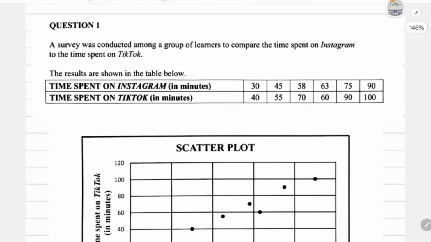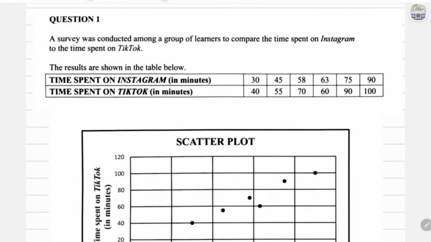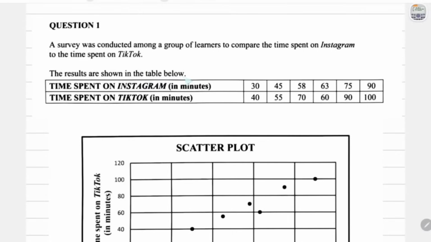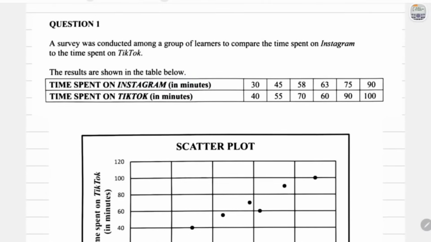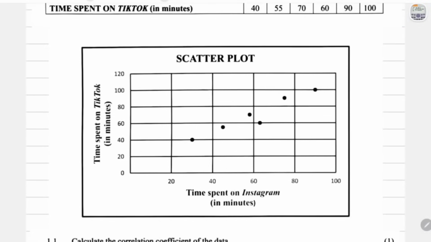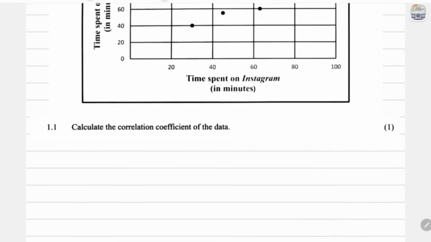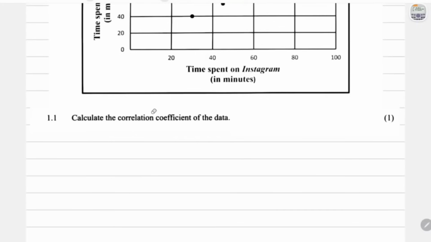So we are on question 1, and question 1 says, a survey was conducted among a group of learners to compare the time spent on Instagram to the time spent on TikTok. The results are shown in the table below. So this is the time spent on Instagram in minutes and the time spent on TikTok, and they're already represented in a scatter plot. As you can see, the time spent on Instagram is on the x-axis, and that's on the y-axis. So the first question, 1.1, says, calculate the correlation coefficient of the data.